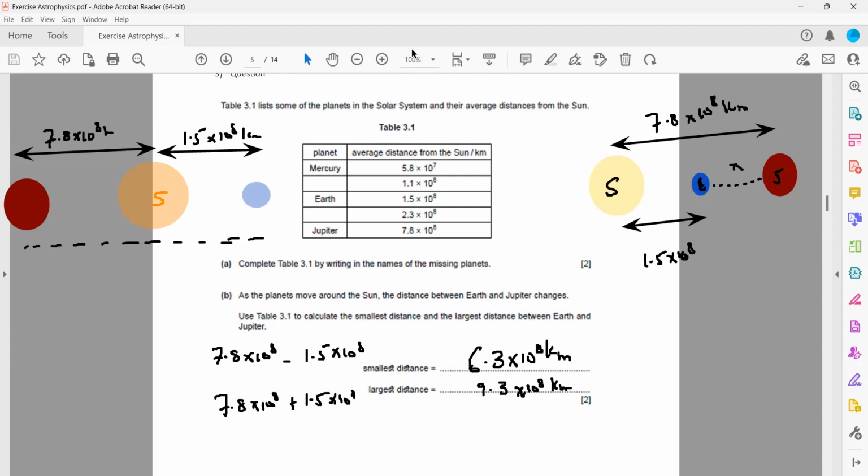But you can subtract. Subtraction can be done. Like you can subtract 5.8 exponent 7 from 7.8 exponent 8. It can be done. You will get the answer.